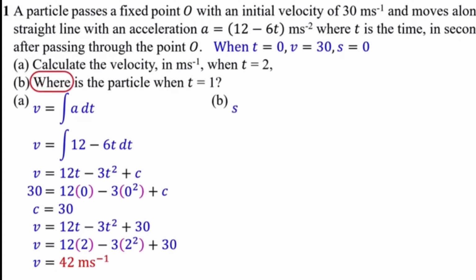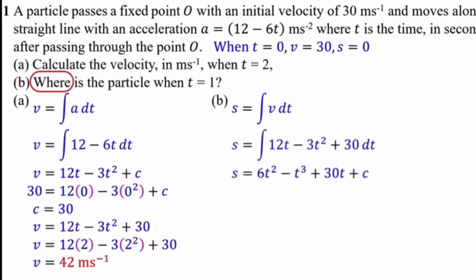For B, where is the particle when t equal to 1? Where means that we find the displacement. In order to find the displacement, we need to integrate the velocity. So, by integrating the velocity, we will get 6t squared minus t cubed plus 30t plus c. So, when t is 0, s is 0, hence the c will be 0.